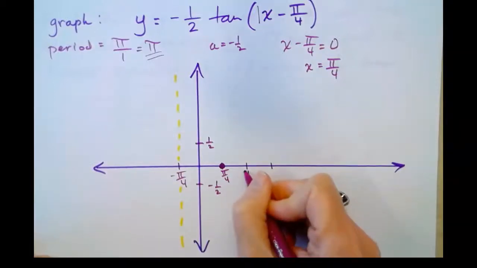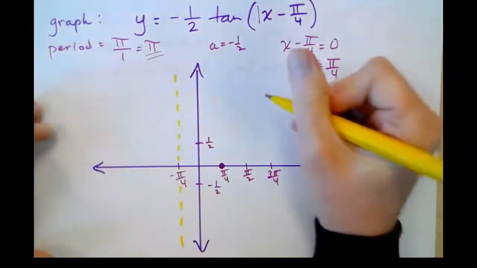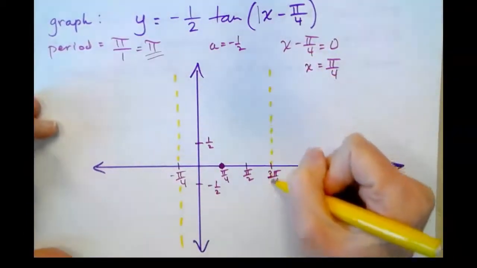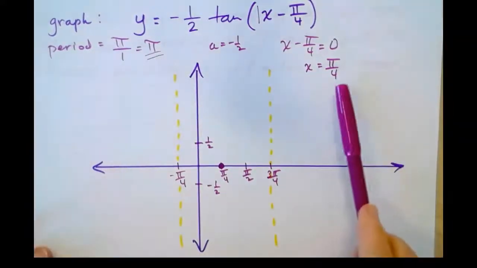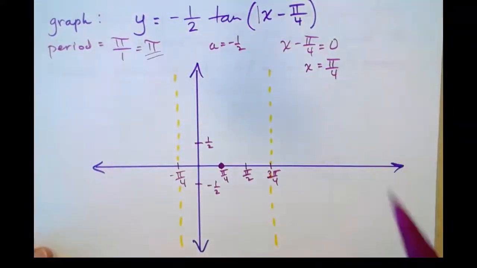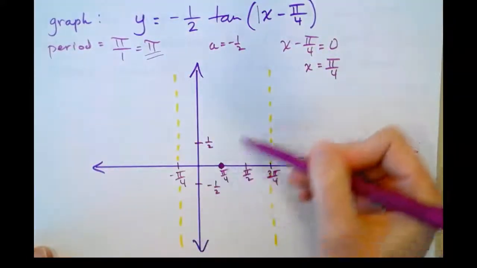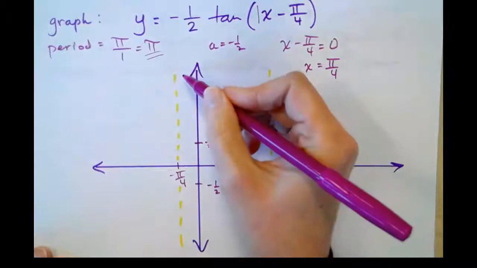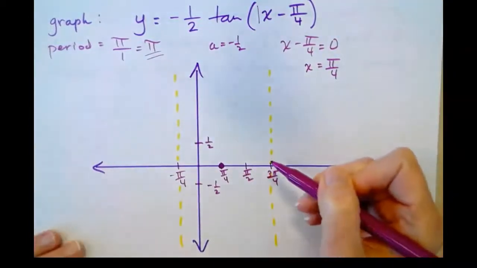So this is pi over 2. This is 3 pi over 4. And we are going to have a second asymptote right there. The entire graph has shifted pi over 4 units to the right. Now, our a value is negative, so instead of an increasing branch, all of our branches will be decreasing. So now let's put in some points here.